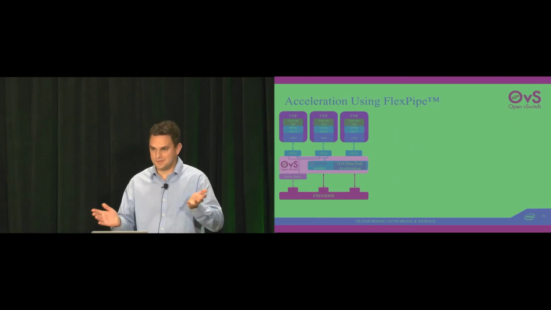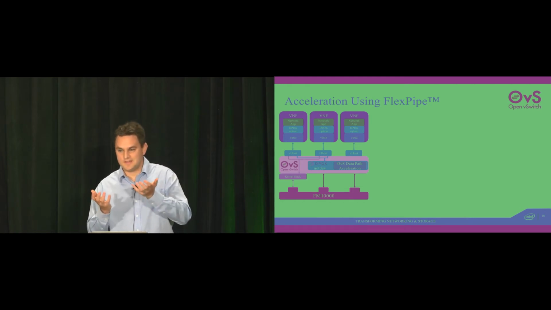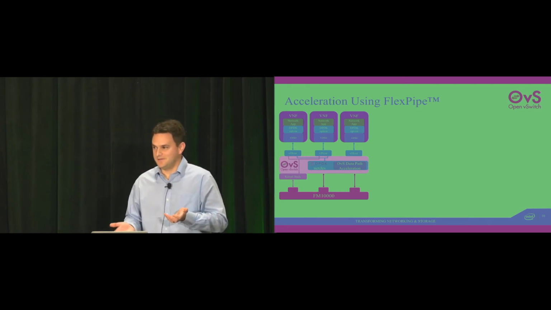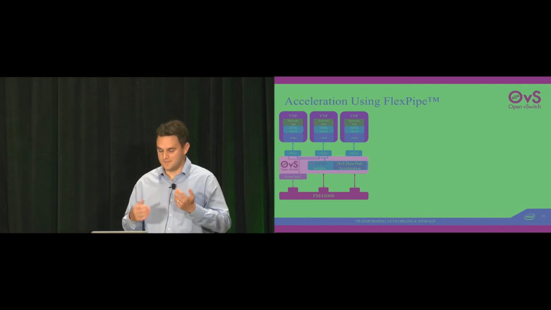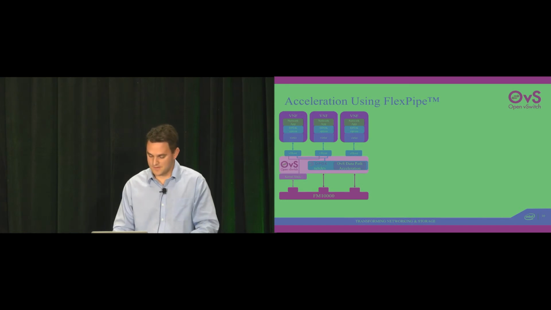Okay, so we have all these cool toys in the hardware. How could we up-level that into OVS, and how do we do that in a device-agnostic way, so that if there are other devices that can do the same thing, they can come in and use the same interface?